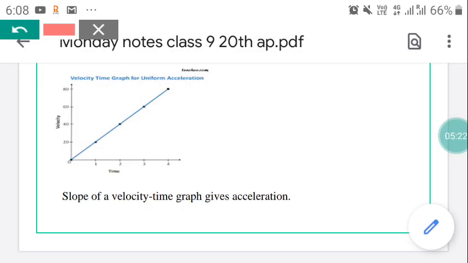For 1 second, velocity is 20 meter per second. After 2 seconds, velocity is 40 meter per second. So it is increasing by equal amounts in equal intervals of time. At 1 second it was 20, after 2 it is 40, after 3 it is 60, after 4 it is 80. So if you join all these points, it will be a straight line. This is the case of uniform acceleration.